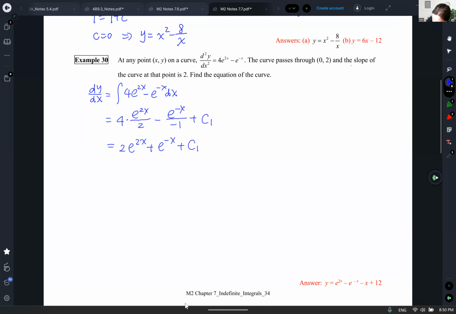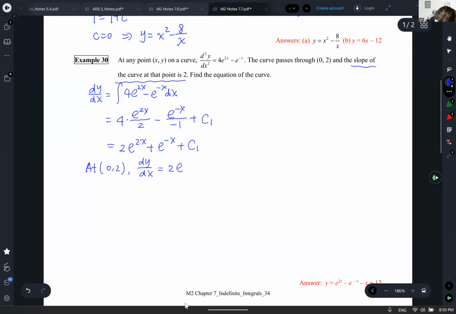There is a condition: the slope of the curve at that point is 2. So at (0, 2), dy/dx equals 2e^0 plus e^0 plus c1 equals 2. So I can find c1. Therefore, c1 equals negative 1.